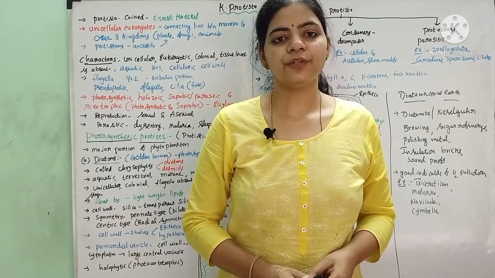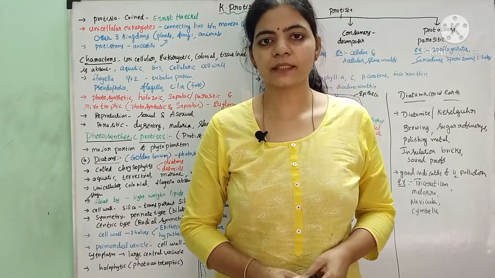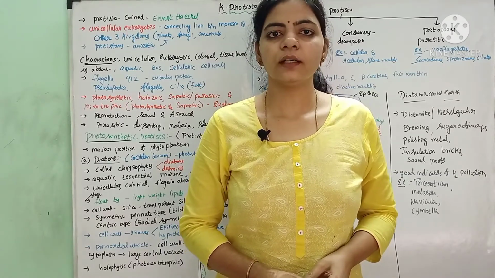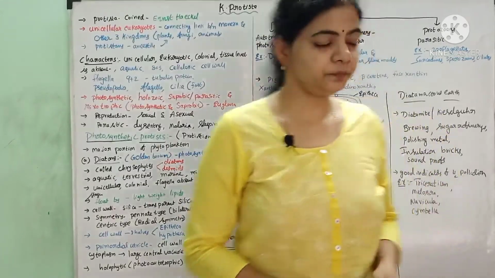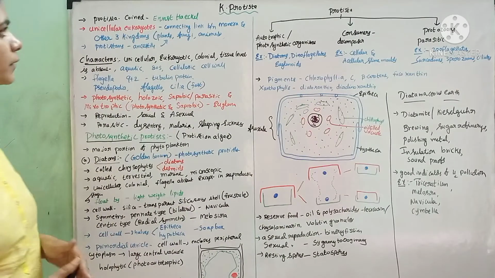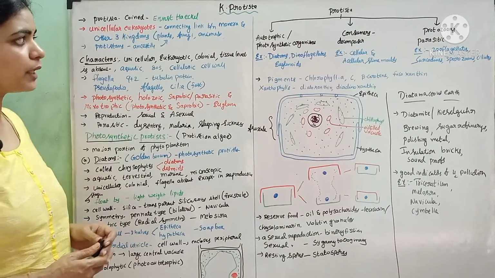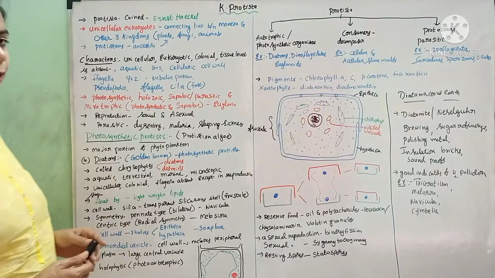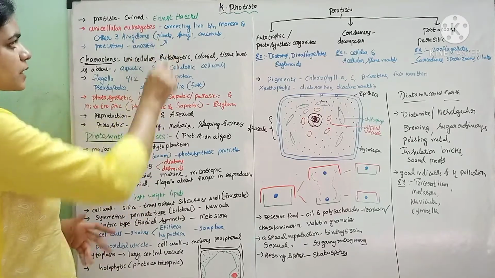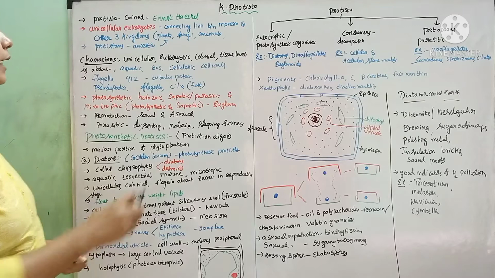In our previous videos, we have studied the different characters exhibited by the monera, and now we'll see the second kingdom, that is kingdom Protista. We have studied that in the three kingdom system of classification, Ernest Haeckel introduced kingdom Protista. The word Protista was coined by Ernest Haeckel.